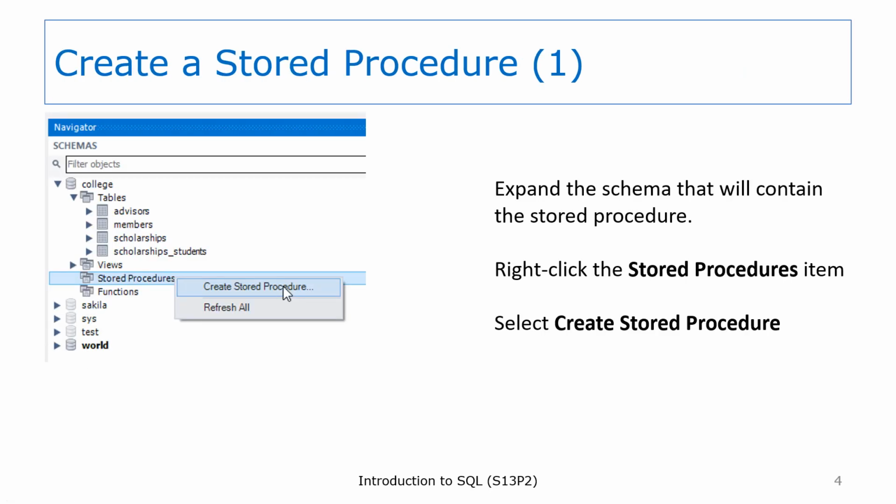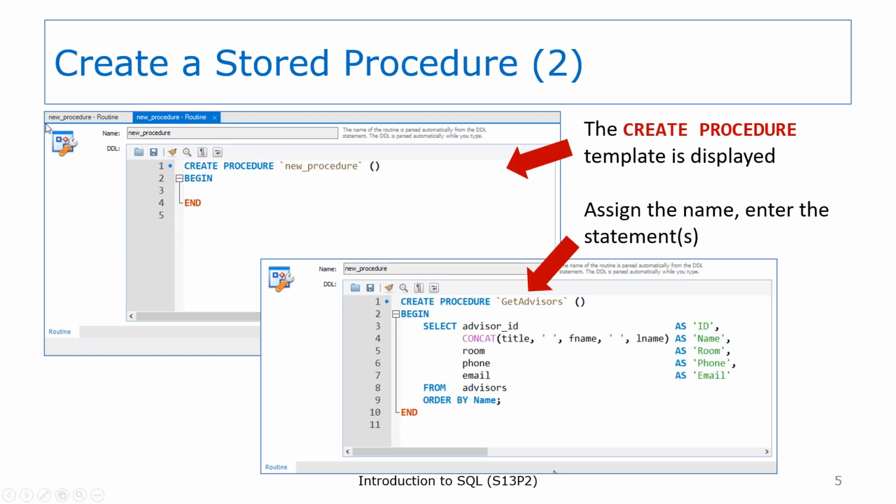So let's see how you can create a MySQL stored procedure using MySQL Workbench. To get started, go to the navigator and expand the schema that will contain the stored procedure. Right-click the Stored Procedures item and select the Create Stored Procedure item as shown on the slide. Workbench responds by opening the New Procedure panel as shown on the left side of this slide.